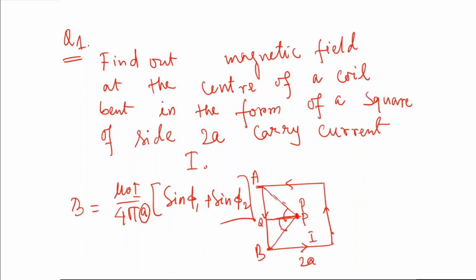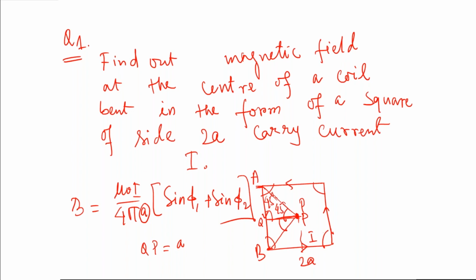And what is this angle? Since all angles are 90 for a square, this line is actually the perpendicular bisector. Since this is 45, this also will be 45 degrees. Similarly, this also will be 45 degrees. So your phi 1 and phi 2 both are actually 45 degrees. Will you be able to find out now?